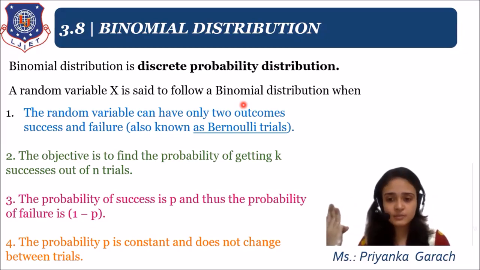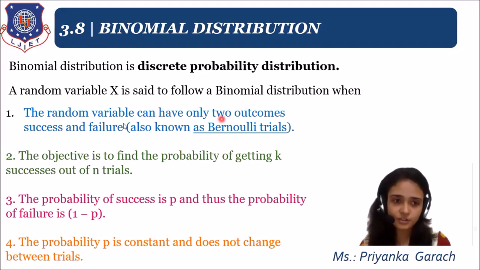So there are three possible outcomes in a football match. So it will not be a binomial distribution because it does not satisfy the property of the binomial distribution. It is given that the random variable can have only two outcomes, that is, success and failure. So a football match is not an example of Bernoulli trials. Also, the binomial distribution is a discrete probability distribution. You have to remember this, that it is part of the discrete probability distributions.